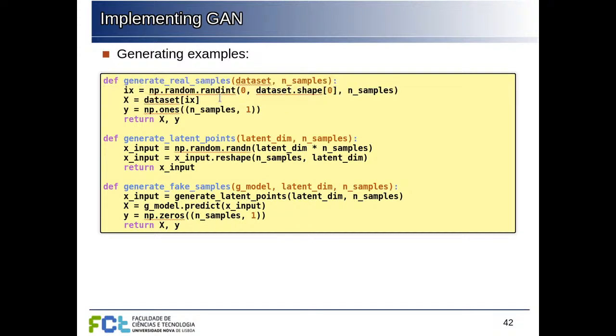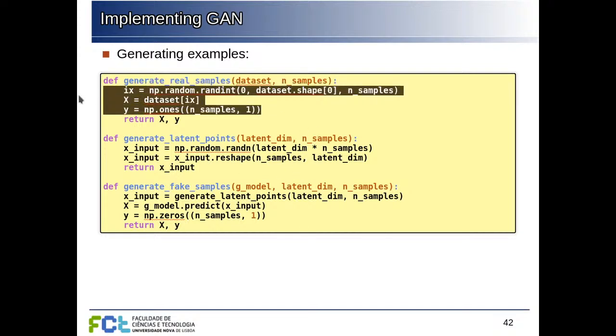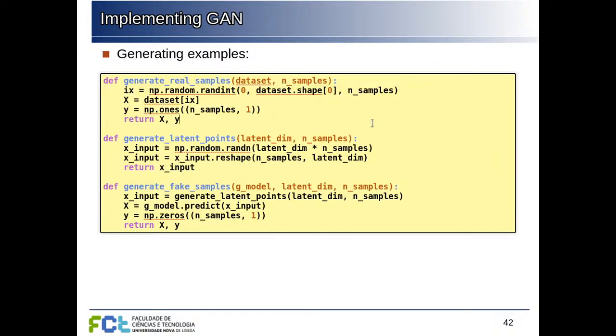We could do this a bit more sophisticatedly by going through the data set in order, or first shuffling and then selecting blocks or something like that. But this is the simplest way to implement this. Just pick a set of examples from the training set and return those images and the labels 1, because these are the real images and the discriminator should output a value of 1 for the real images.